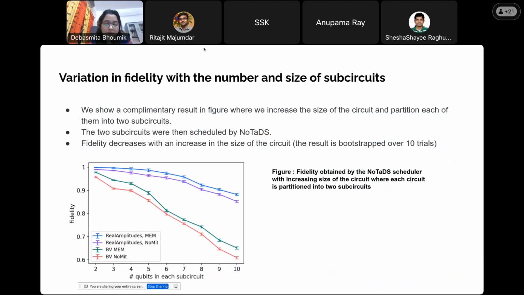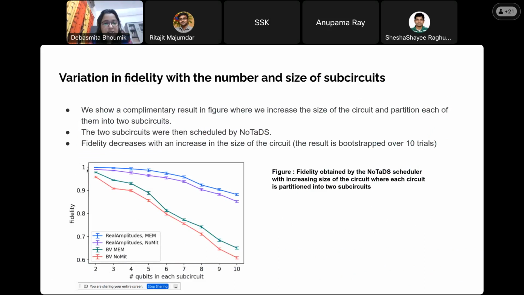Now what happens if the number of qubits in each sub-circuit is increased? We are considering bigger and bigger circuits, and how the fidelity changes. We have taken again the real amplitude circuit, but with different numbers of qubits: a 2 qubit circuit, 3 qubit circuit, and up to 10 qubit circuit, for real amplitude and Bernstein-Vazirani. And we have plotted the fidelity on the y-axis.